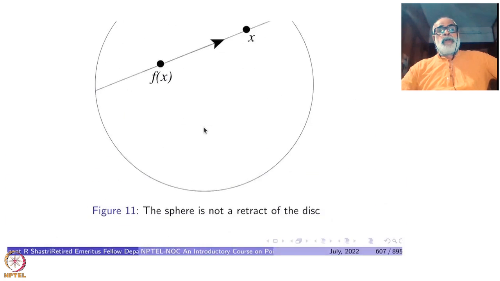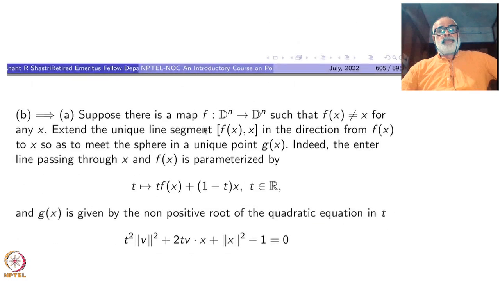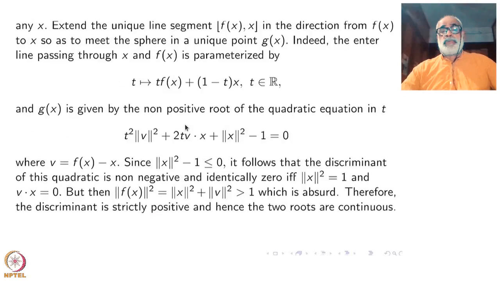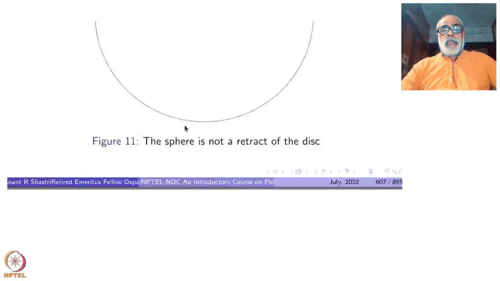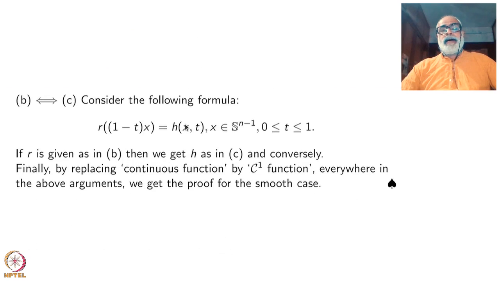So we have completed the proofs of A implies B and B implies A. So here again, what have we proved? Not B implies not A. That is, suppose there is a map like this. Not A, so not A implies not B. Earlier, not B implies not A. Not A implies not B. That is what we have proved. Now B and C are very easy.